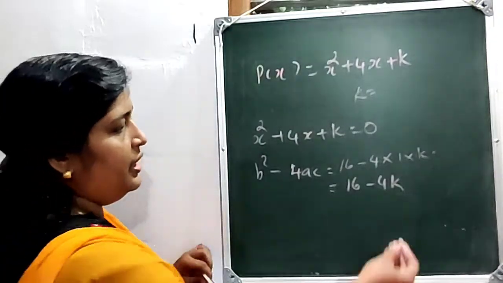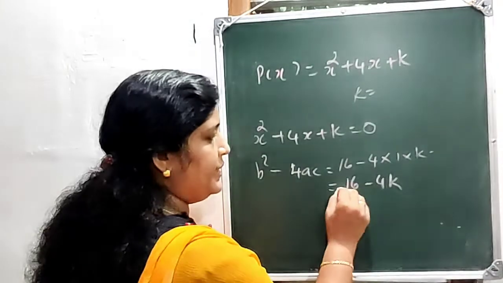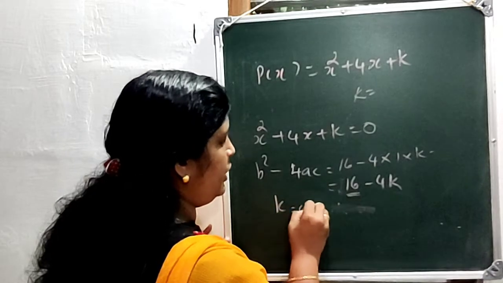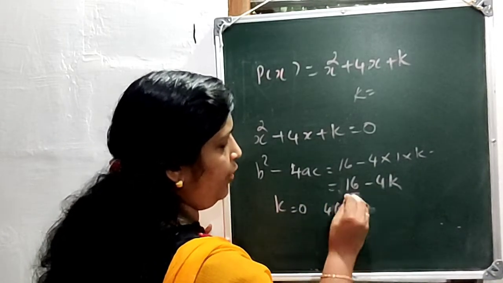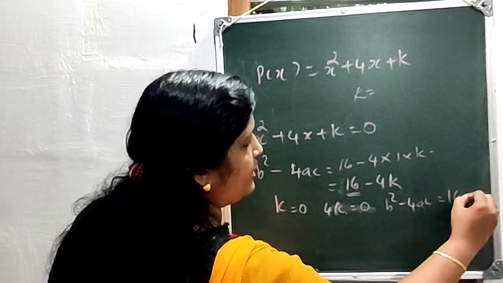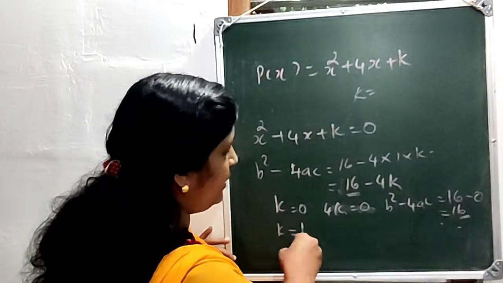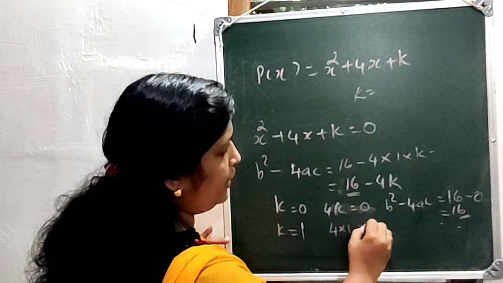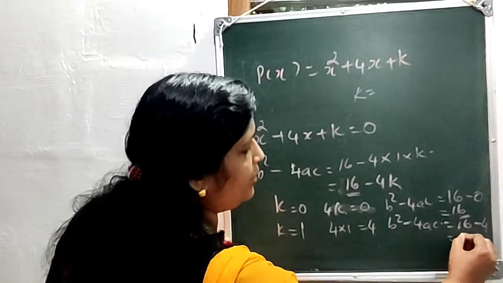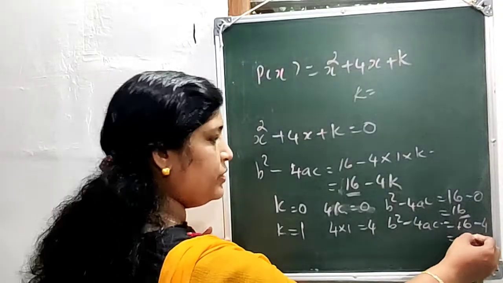So if k is equal to 0, 4k is equal to 0. Then b square minus 4ac is equal to 16 minus 0. So it has a solution, right? Then what about k is equal to 1? 4 into 1 is equal to 4. Then b square minus 4ac is equal to 16 minus 4, that is 12. That is also greater than 0. Okay, so a solution exists there.